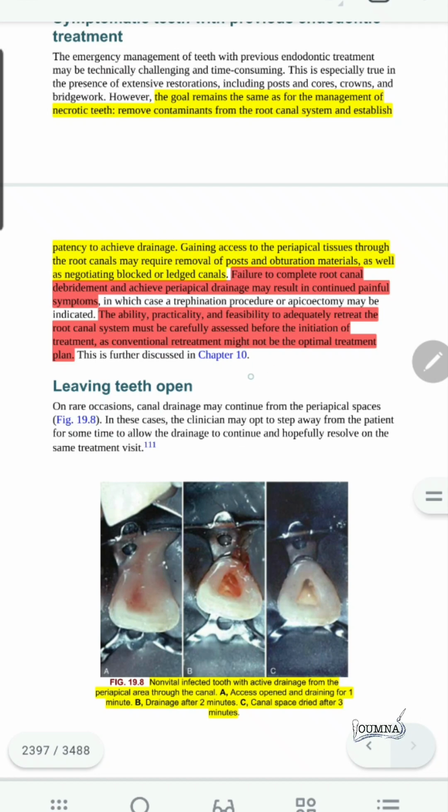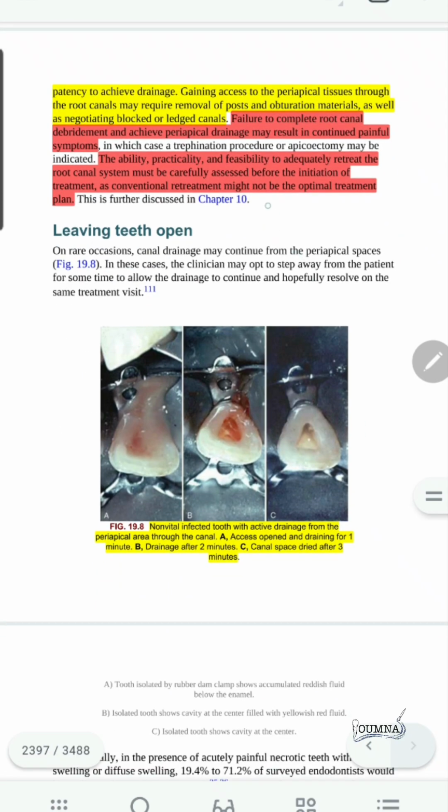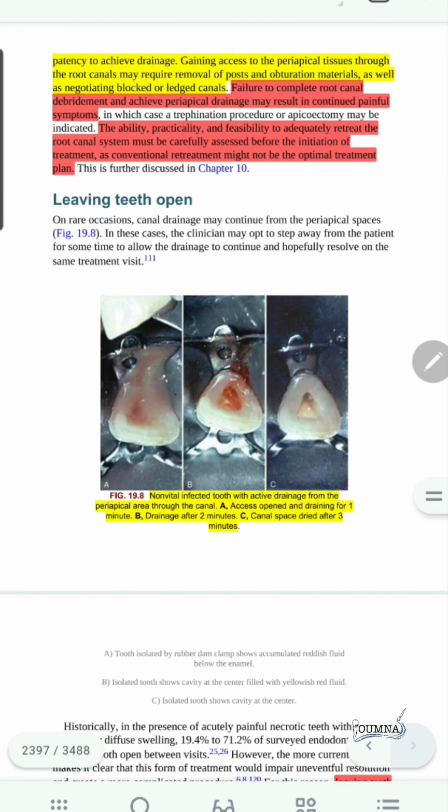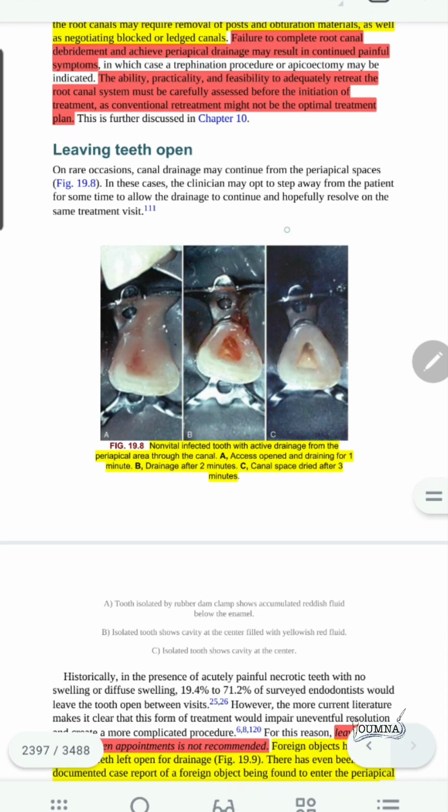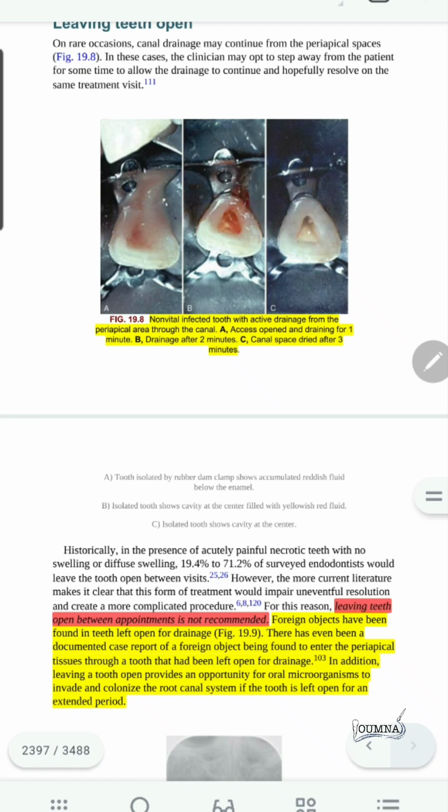So we can refer the case to an endodontist, or we extract the tooth if it is unrestorable. Here we can see the first image when we open the tooth. This is after 2 minutes, and this is after 3 minutes.